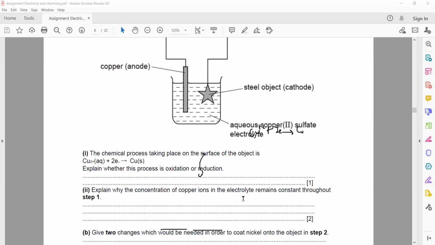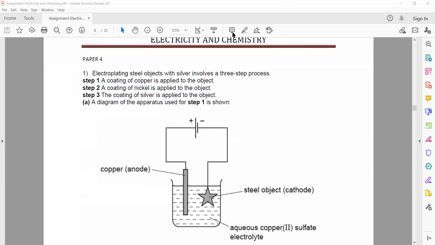Explain why the concentration of the copper ion in the electrolyte remains constant throughout step 1. This means the amount of copper ion within the electrolyte does not change. What is the reason for that? Because the anode gives the electrolyte copper atoms. So how will you explain this? You mention that the amount of copper ion discharged at the cathode is the same as the amount of copper ion entering from the anode. When one copper ion goes out from the electrolyte, at the same time one copper atom changes into a copper ion and enters the electrolyte.